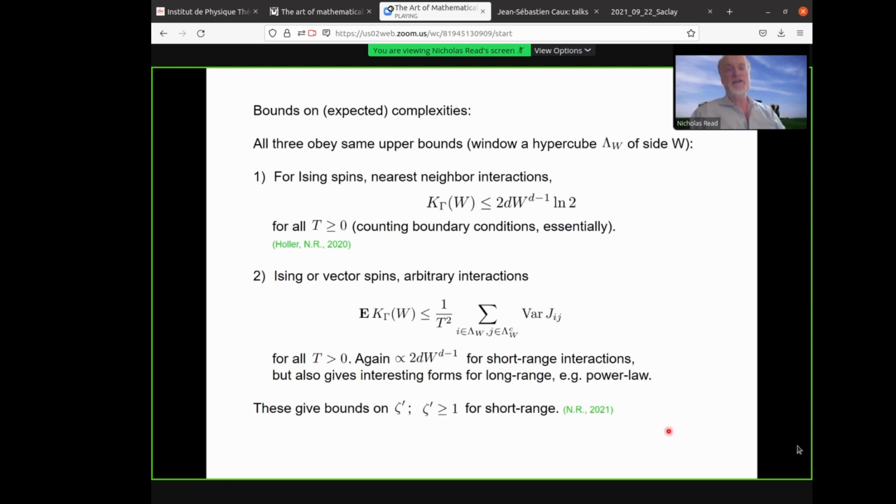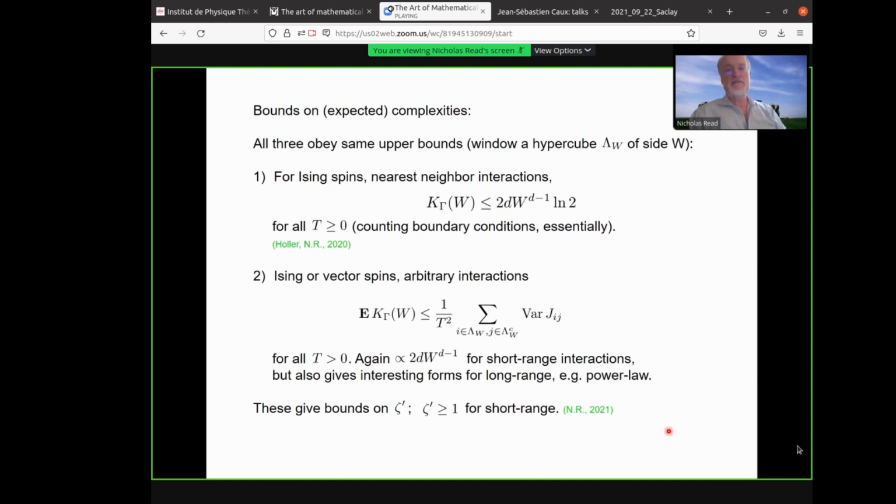It can be extended easily to other discrete spins. You get log of the number of states instead of log 2, and one can extend it to interactions to a finite number of other spins. You get a similar result up to a constant.